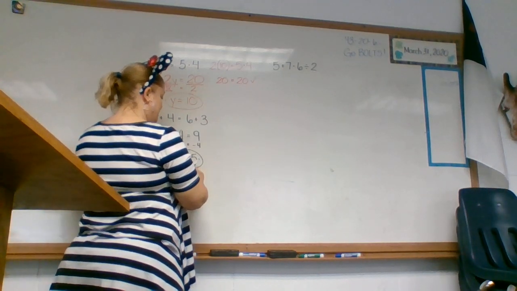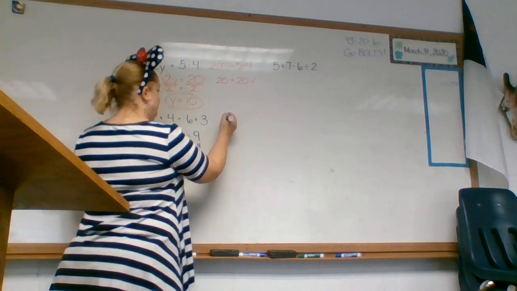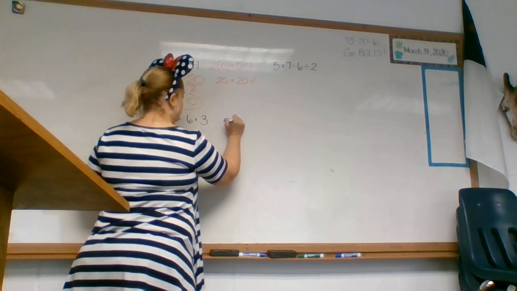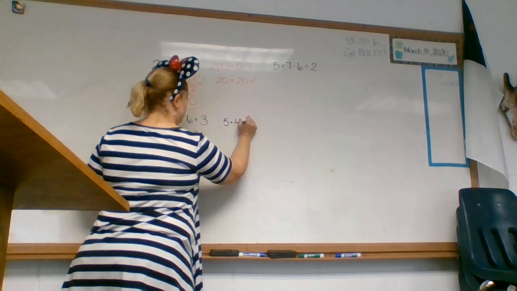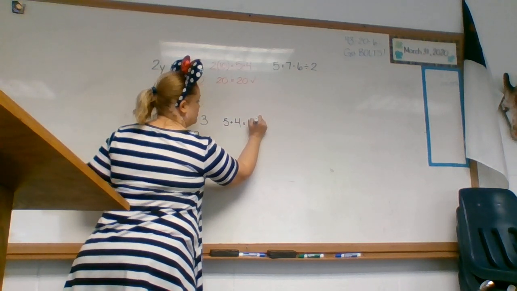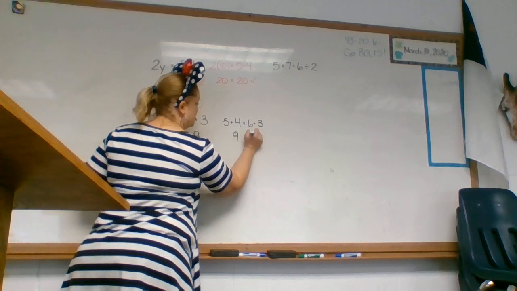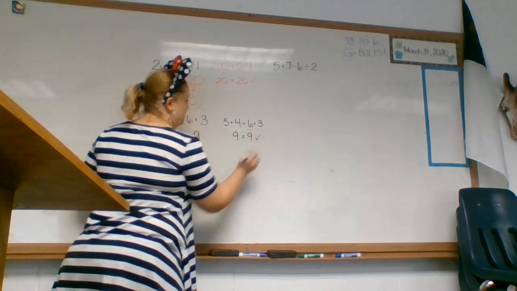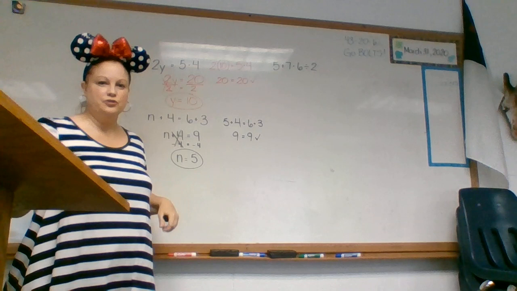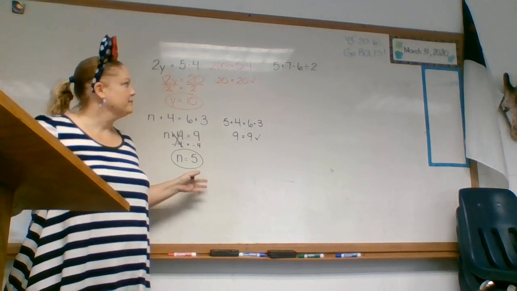Again, we check substituting n for the value we found. 5 plus 4 instead of n plus 4 equals 6 plus 3. And we check it. 5 plus 4, 6 plus 3. They are equal, and that also shows up a whole lot better than the red.